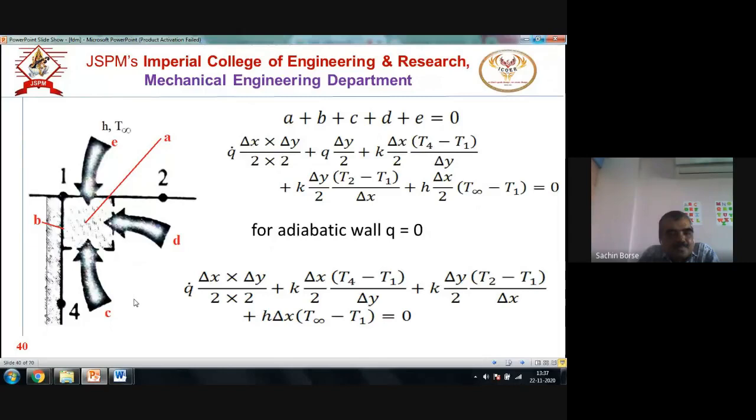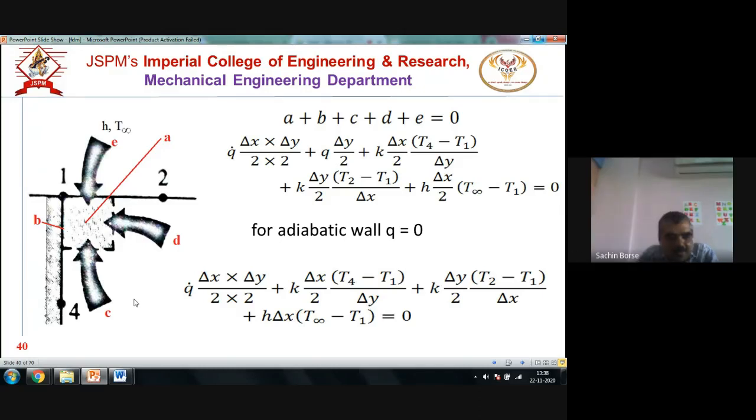So this half length is what? Del x by 2 along the x direction, and in the y direction it is del y by 2. And in the vertical direction we are taking a unit length, that is 1. Okay, so this is A, the heat generated. Now we'll see the B.